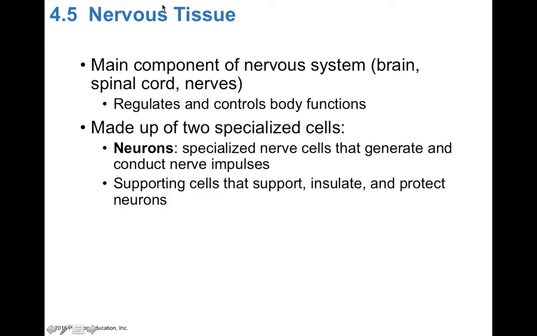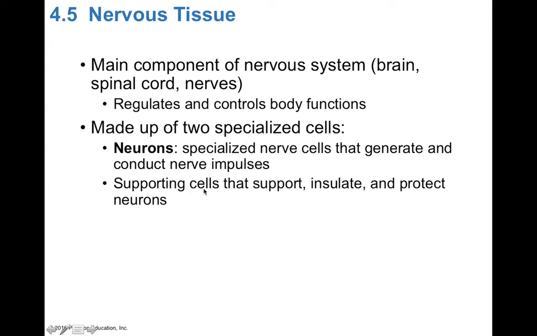Okay, we're going to talk about nervous tissue here, and it's the main component of your nervous system. So you're going to find nervous tissue in your brain, spinal cord, and nerves. And ultimately, the nervous system is involved with regulating and controlling bodily functions. So it's made up of two different specialized cell types.